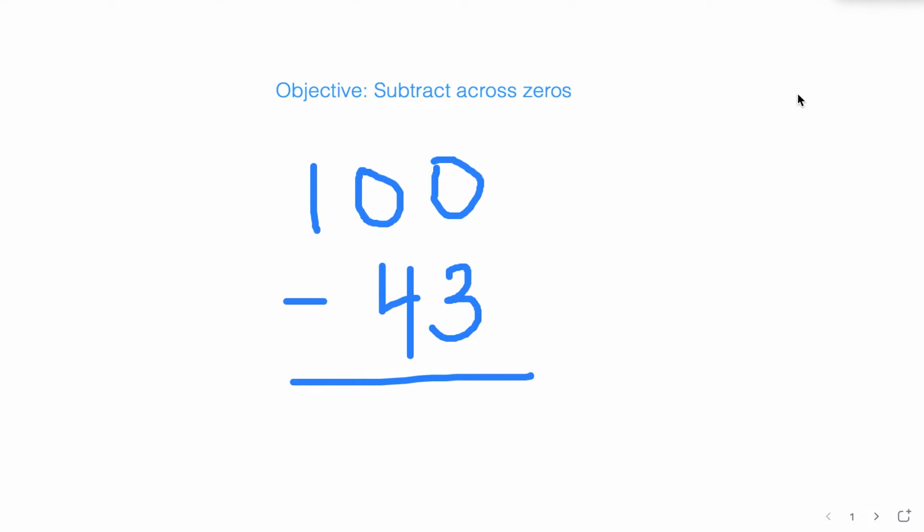Second graders, today we are going to continue reviewing subtraction with regrouping. Today we're working on a special type of regrouping, which is sometimes a little trickier. We're working on subtracting across zeros. So what that means is that we have zeros in the top number, like 100 minus 43. So let's go ahead and review how we solve something like that.